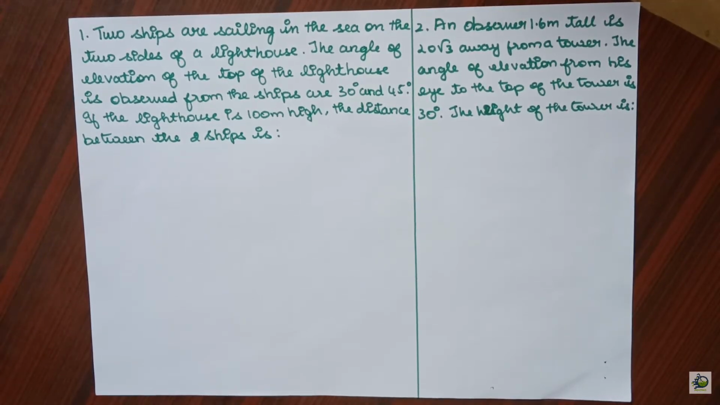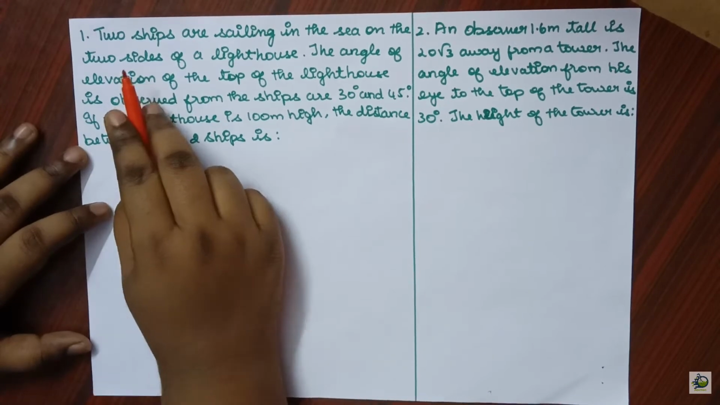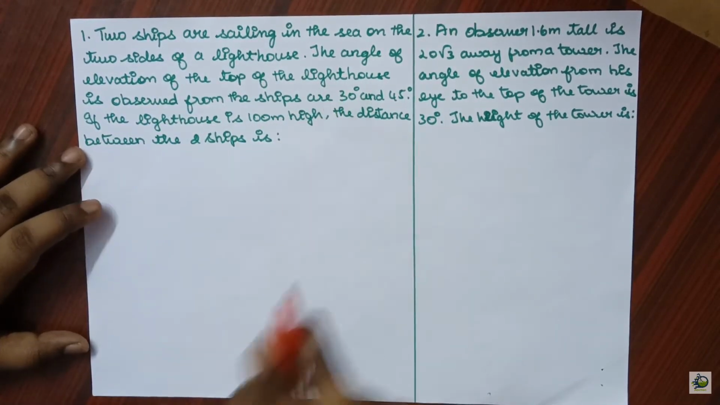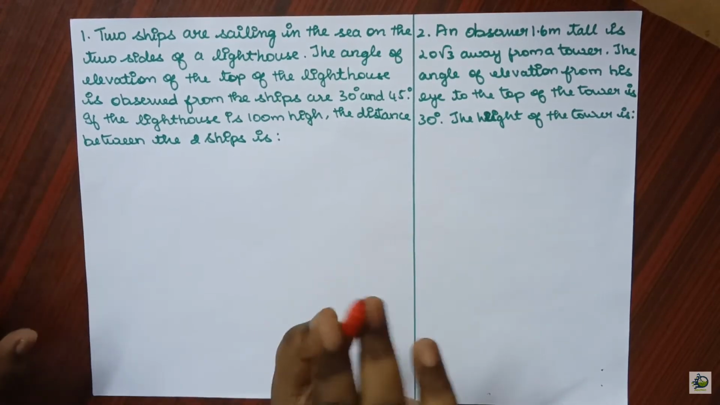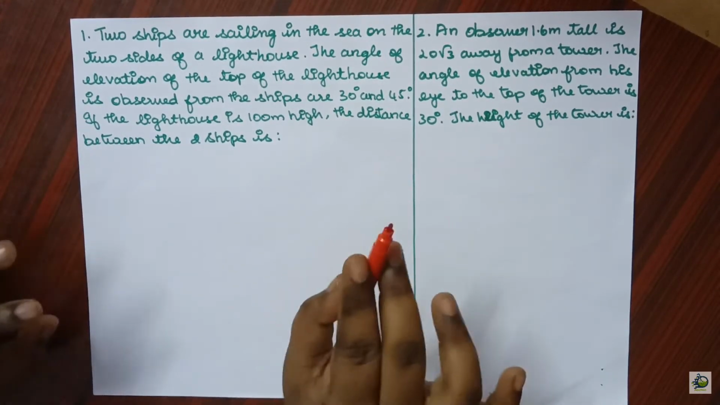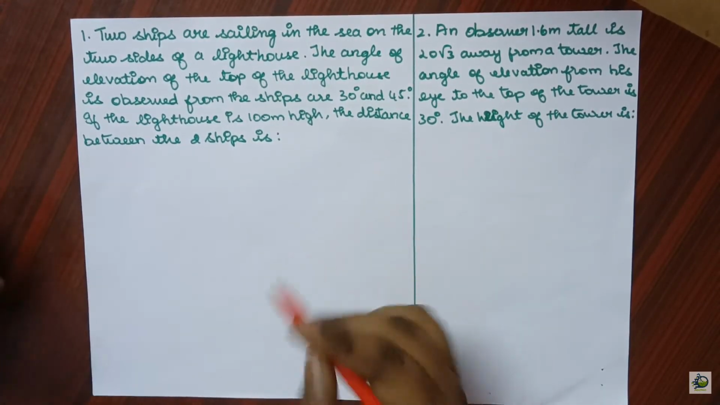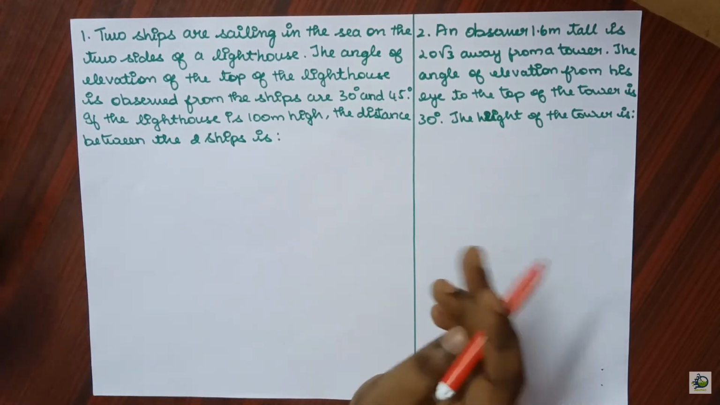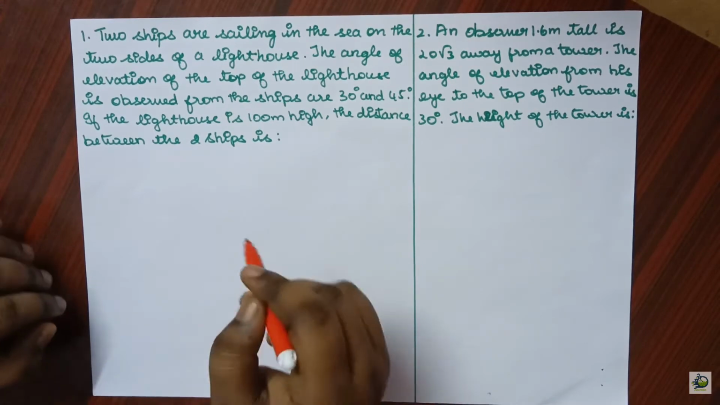So let's start with the question, which states that two ships are sailing in the sea on two sides of a lighthouse. Usually in these kinds of heights and distance problems, we will have to draw the diagram. Then only we can understand the problem more easily and find an easier solution. So let's draw the problem, okay?